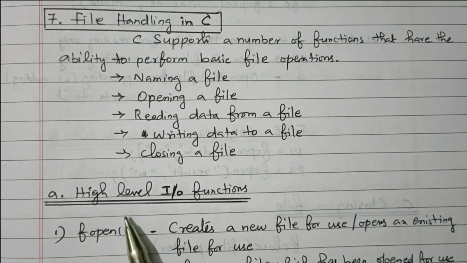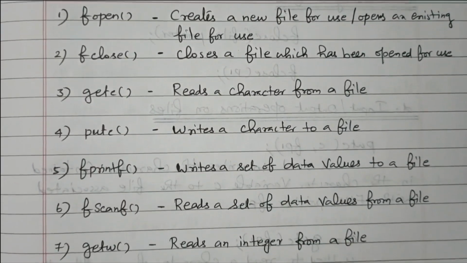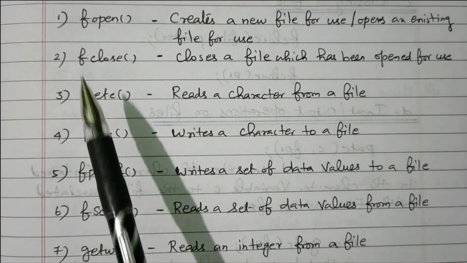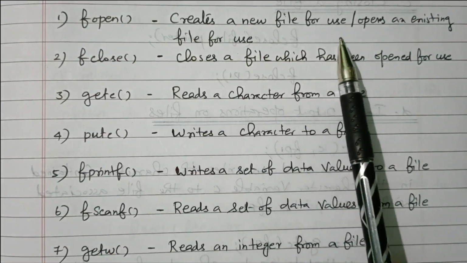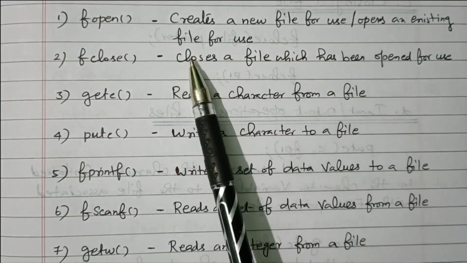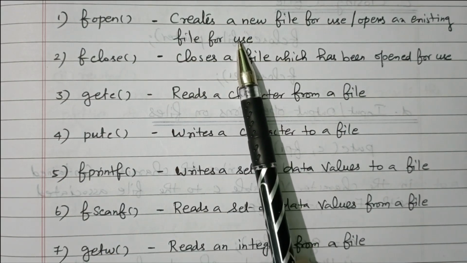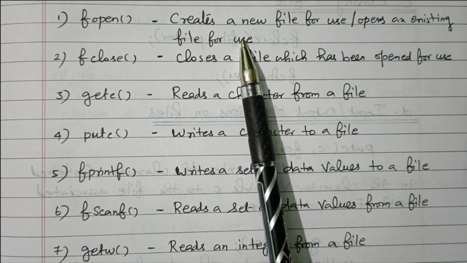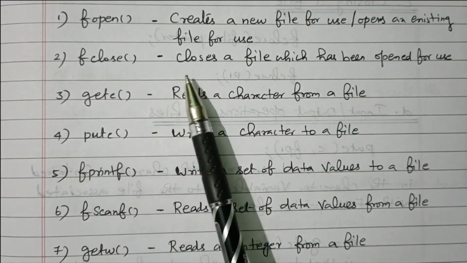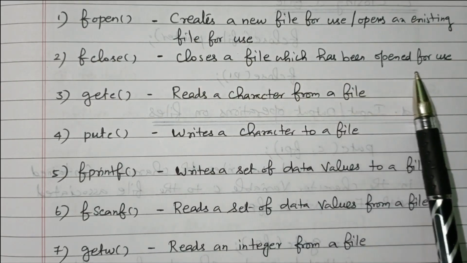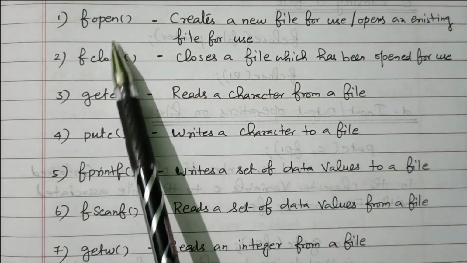For that, high level input output functions are available. In order to open, close, read, write and other operations, the IO functions are available. We'll see these IO functions one by one. First one is fopen. This f refers to the file. Create a new file for use or open an existing file for use. We can create a new file, otherwise, if the file is already available, we can open it by using the function fopen. fclose: close a file which has been opened for use. Once the file is open, we have to close it.